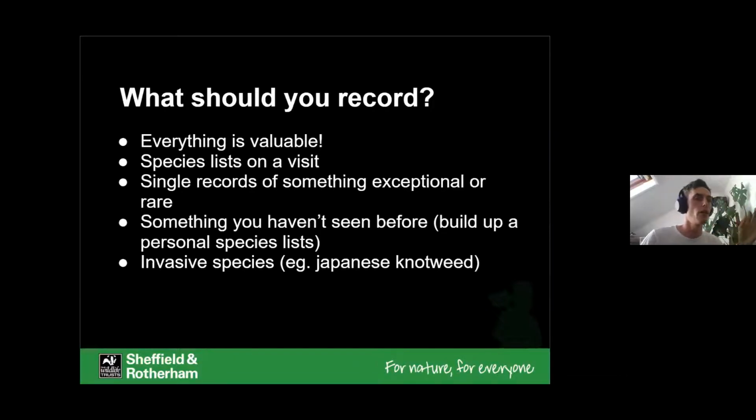But maybe if you go out on a visit to your local park or a nature reserve, maybe you're writing down what species you see, and then you submit that list at the end of it to Nature Counts. Or maybe you see something really exceptional or rare, or something where you don't quite know what it is. Then maybe you could submit that. Or what I quite like to do is, if it's something I haven't seen before, I'll submit that as a record and build up my personal species list, see how many species I can get to, a bit like Pokemon. And also, if you see an invasive species, it's always worth recording.